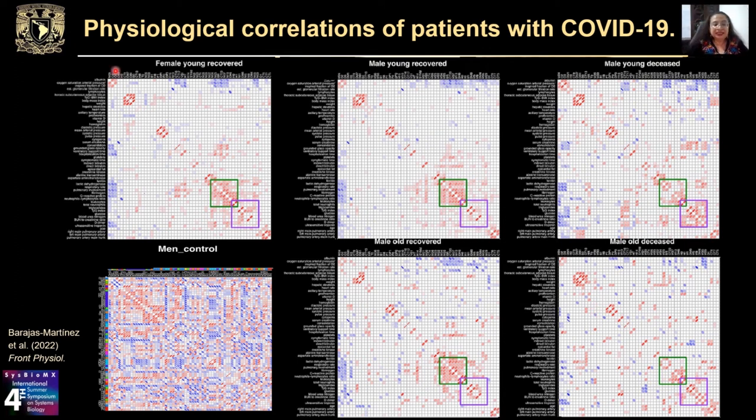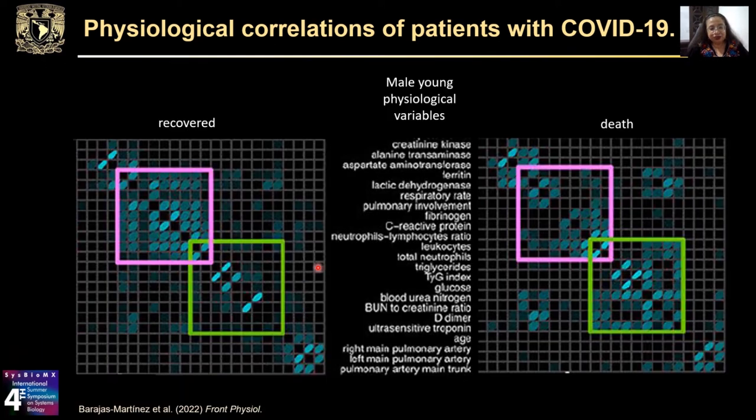This loss of homeostasis is stronger and the differences are clearly seen in many variables, in most of the variables of the system, but more precisely on these two squares. That has to do with aspartate amino acids and respiratory rate, pulmonary involvement, etc. So the ones that are in the pink square or the ones that are in the green squares will be the variables that will be successful as biomarkers of the disease. That made a strong difference between men that recovered and men that unfortunately died. So these variables will be the ones that you have to look at if you want to understand how difficult the disease is and how much you need to treat.